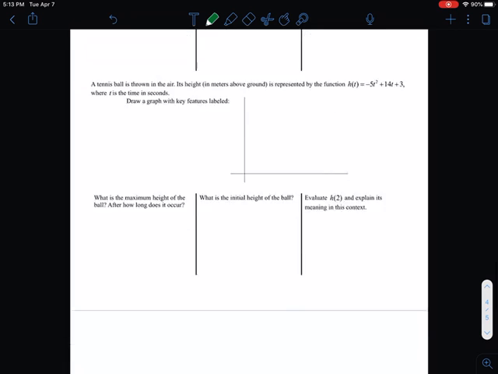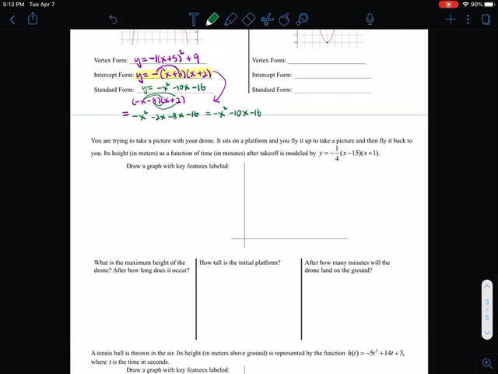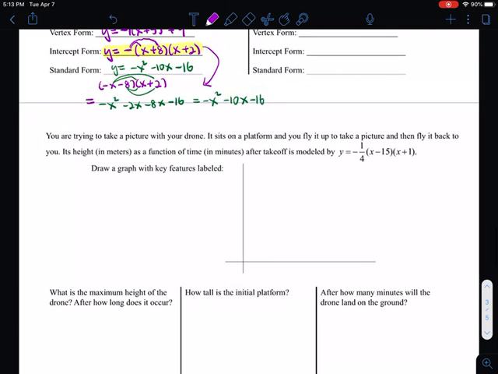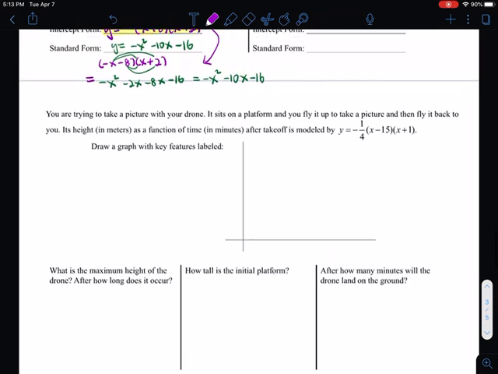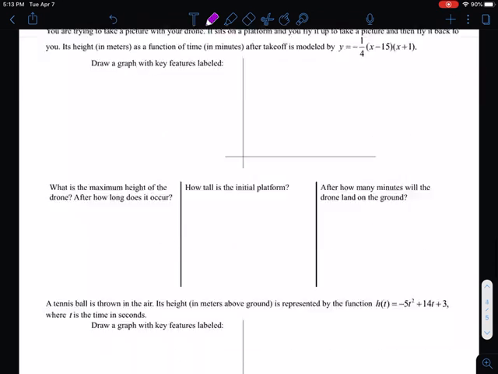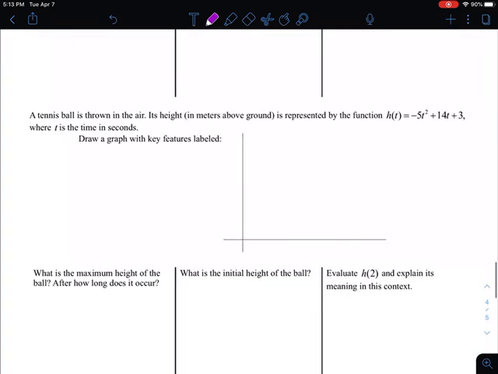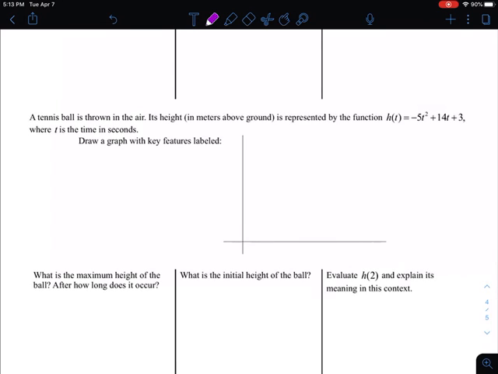Okay, and then on the last page, we have a couple more word problems, but we've also done those before, so hopefully these won't give you too much trouble either. But I'll go ahead and set one up with you guys. Maybe I'll try the second one, that one that's in standard form. So a tennis ball is thrown in the air. Its height is given by the function. Draw a graph with the key features labeled.